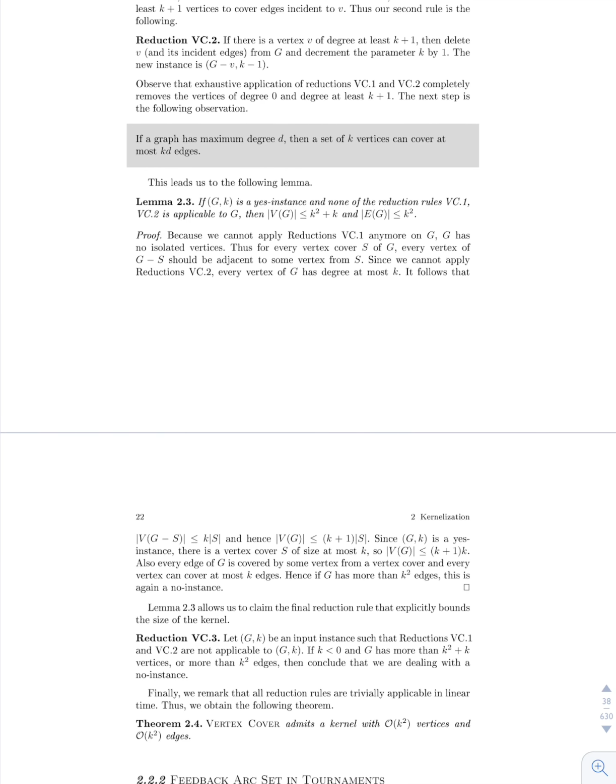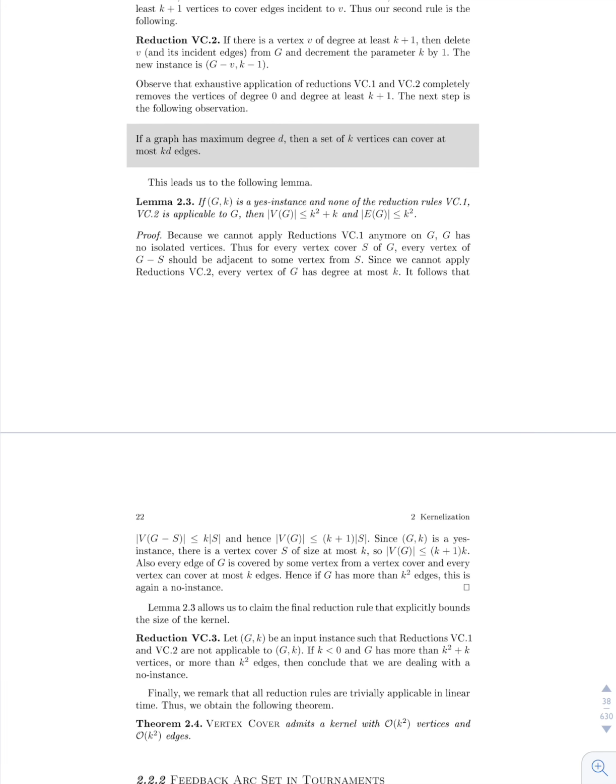Each of the vertices in the set S will have a degree at most k, because if the degree were greater than k, I would have removed that vertex using rule 2. Also, there are not going to be any isolated vertices. Now each vertex in S has degree at most k, and since S is a vertex cover, we know that it contains at most k vertices.